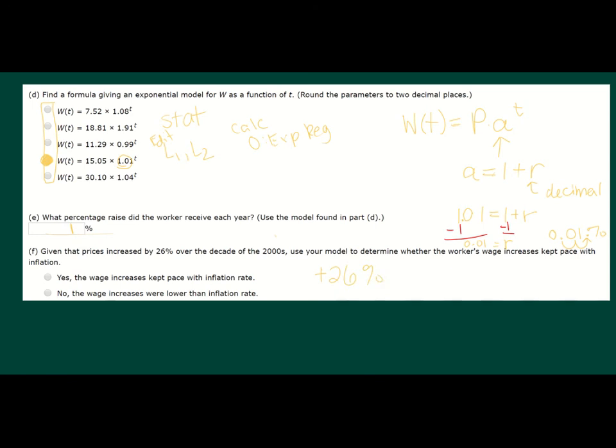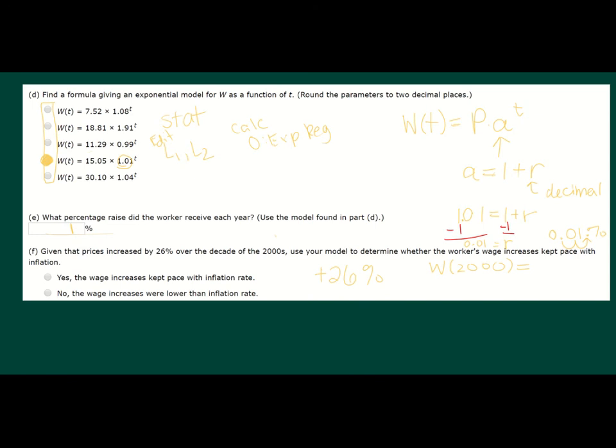We need to see, are the workers' wages increasing on pace with the inflation of 26%? So here's what we're going to do. I need to know, what is the wage in the year 2000? Well, we already figured that information out in an earlier part of the problem. But it's also very sneaky.